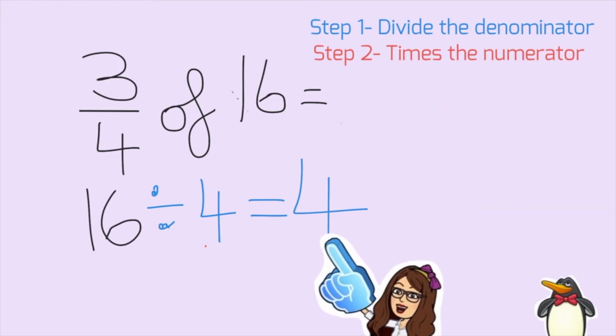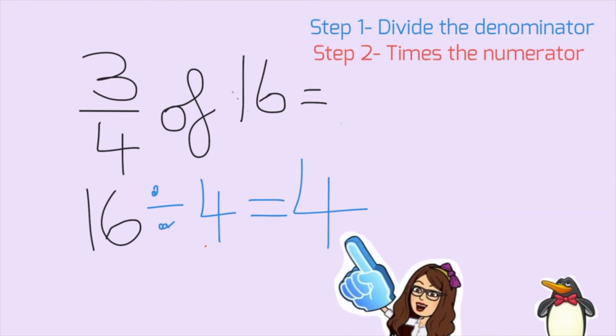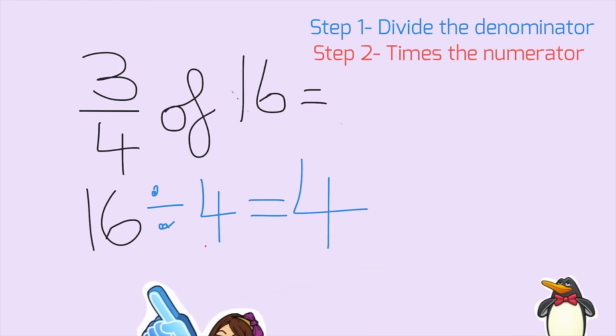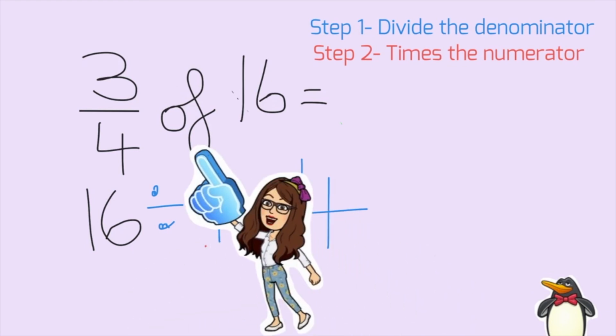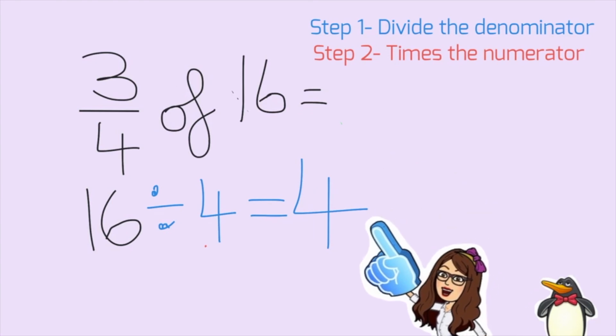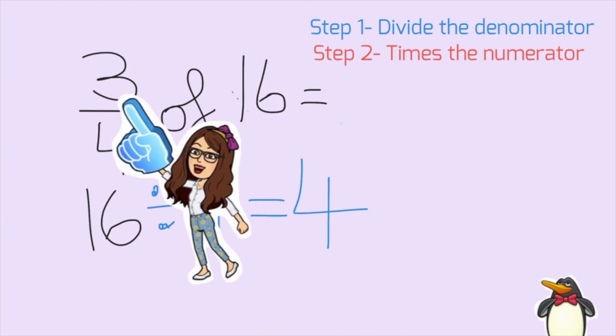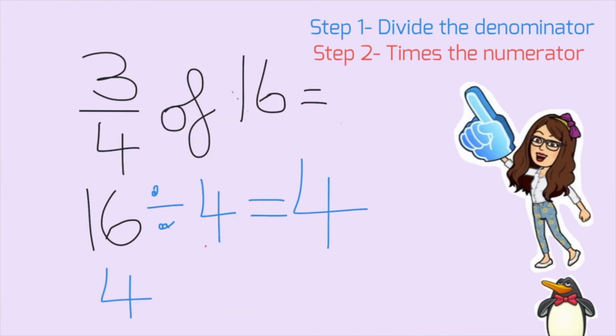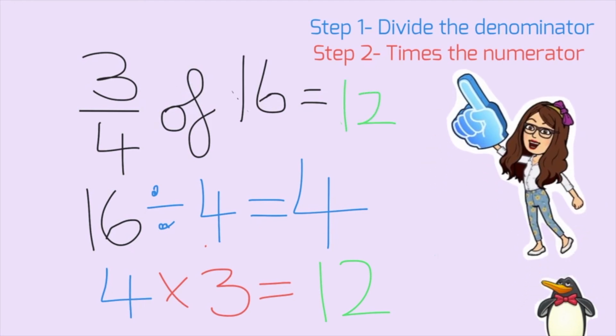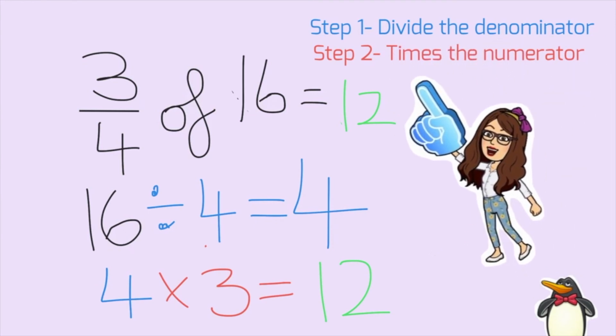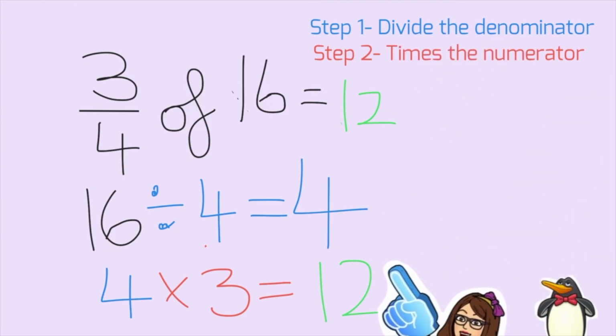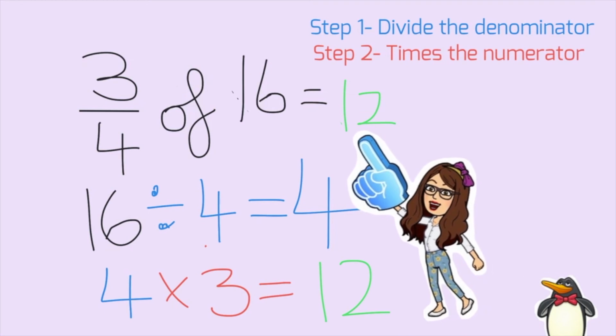My next step is to times the numerator. So I need to times my numerator by this number. So I need to write this number down here and then times it by my numerator, which I'm going to write 4 times 3. And I know that 4 groups of 3 equals 12. So 3/4 of 16 equals 12. I've used my 2 steps, I've divided the denominator, I've times the numerator, so I know my answer is 12.